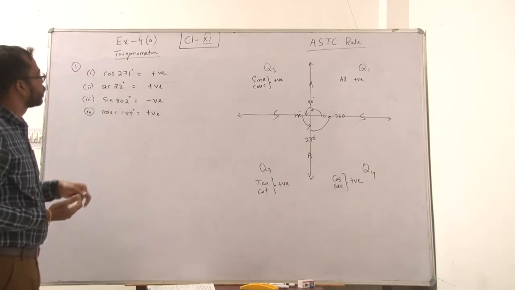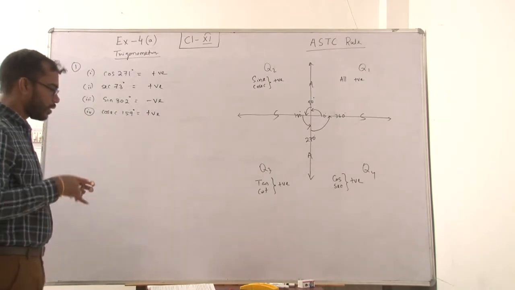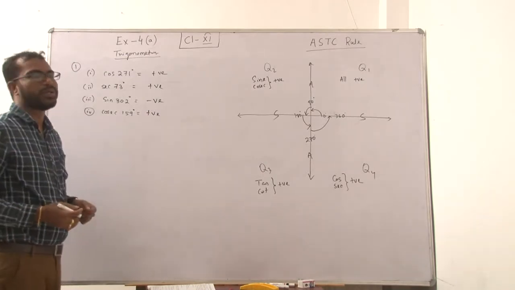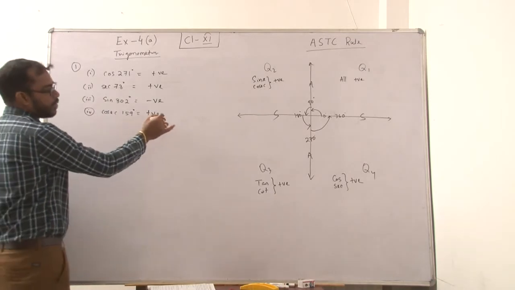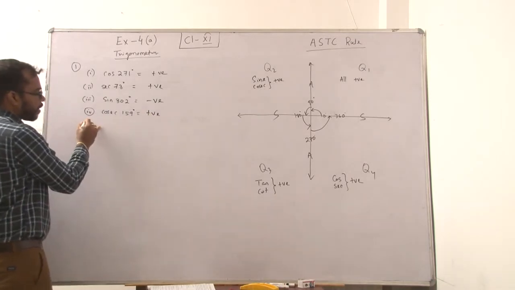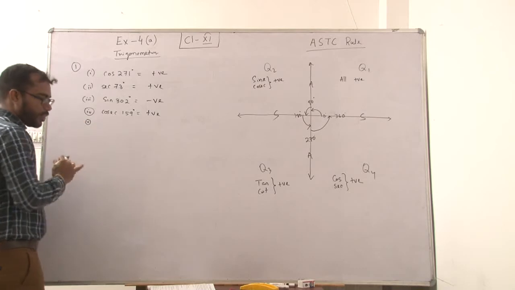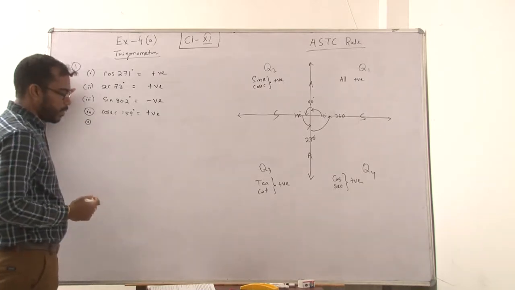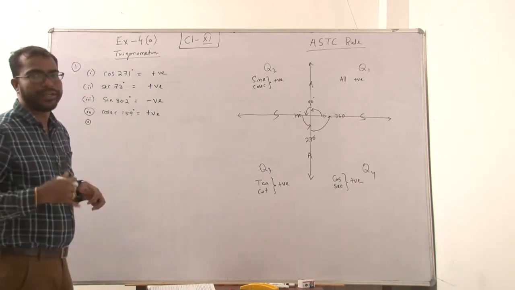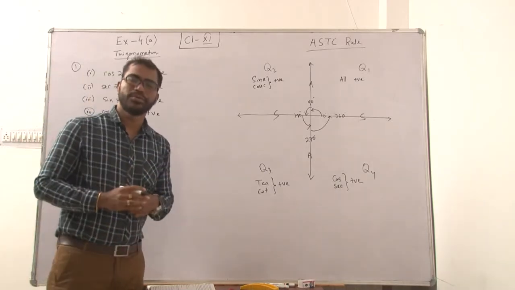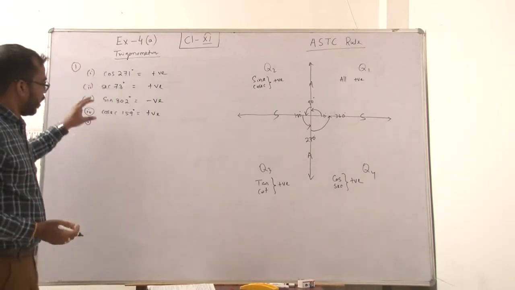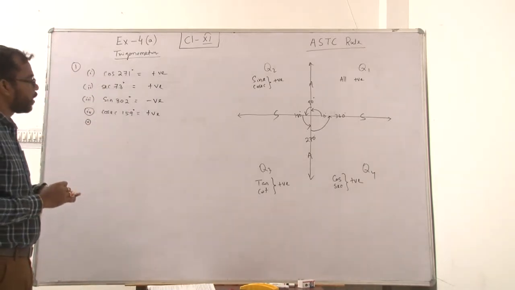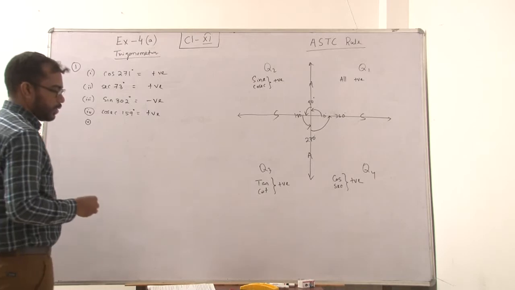Similarly, you can see the other bits of question number 1. The fifth and sixth bits we can solve the same way. So question number 1 is to identify which ratios are positive and negative, and the other portions you can work out yourself.